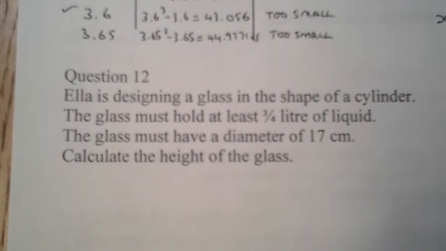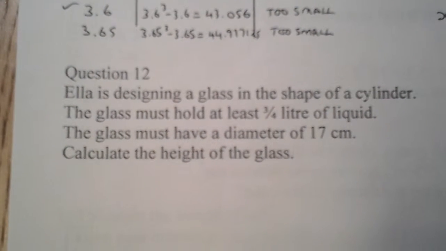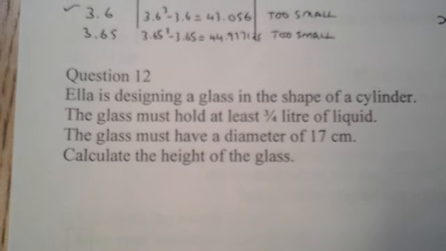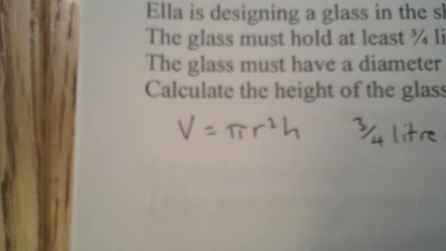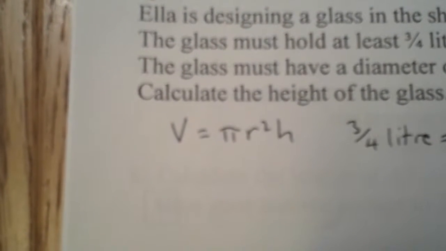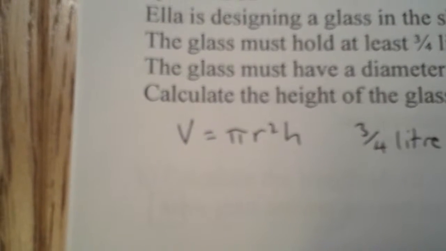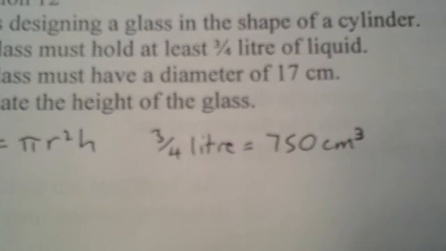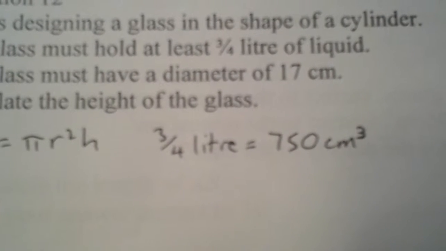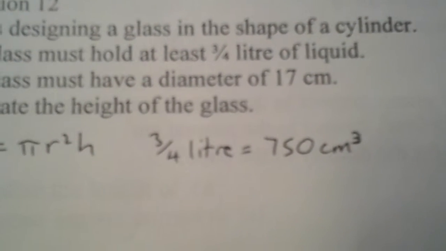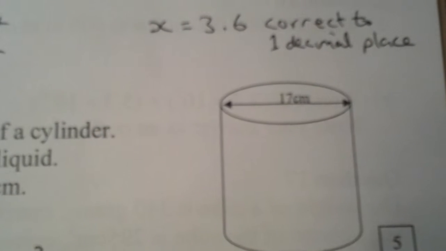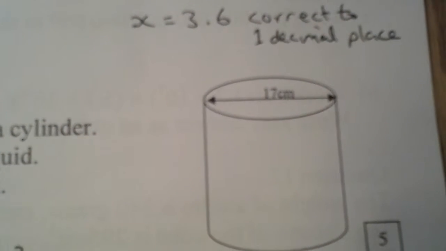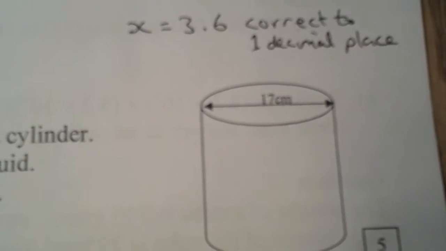Question 12. Write down the volume for a cylinder and change 3/4 of a litre into centimetres cubed. The volume of a cylinder is the area of the base, which is a circle, pi r squared times h, and 3/4 of a litre is 750 centimetres cubed. Bring them together to create a formula. Substitute in r, which will be half the diameter, which is 8.5, and then solve for h.